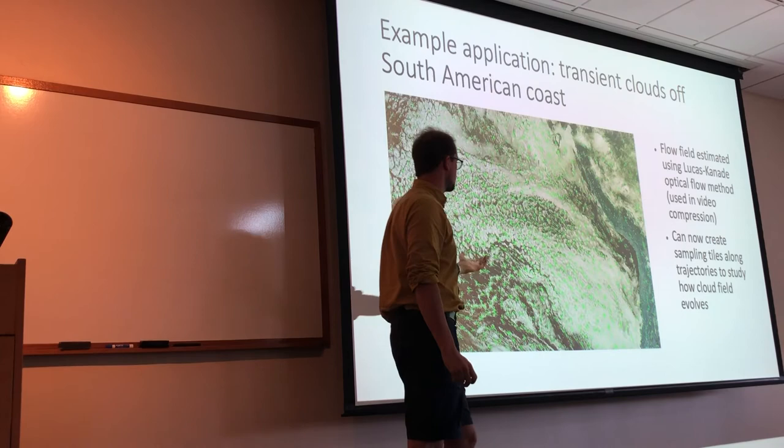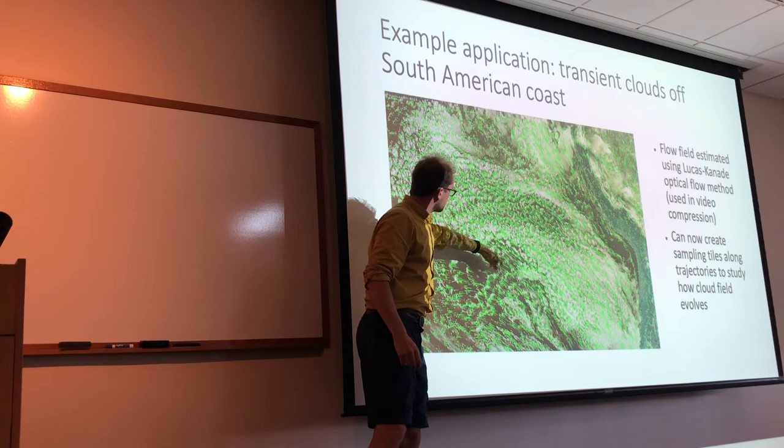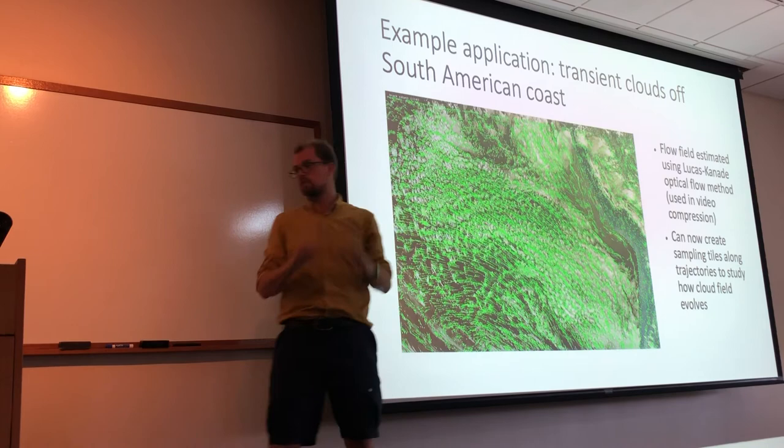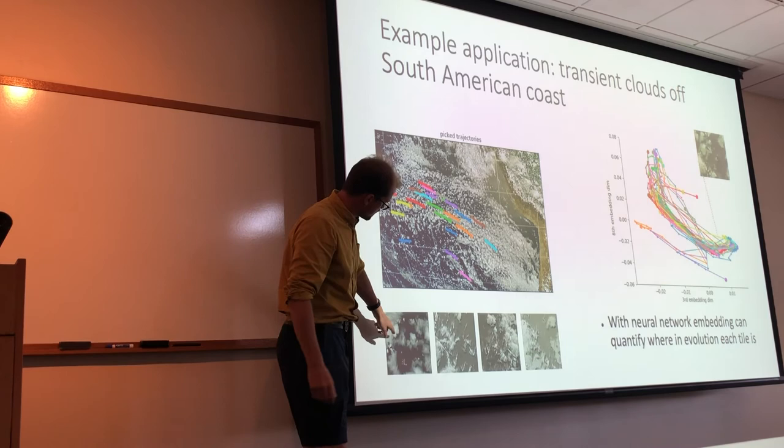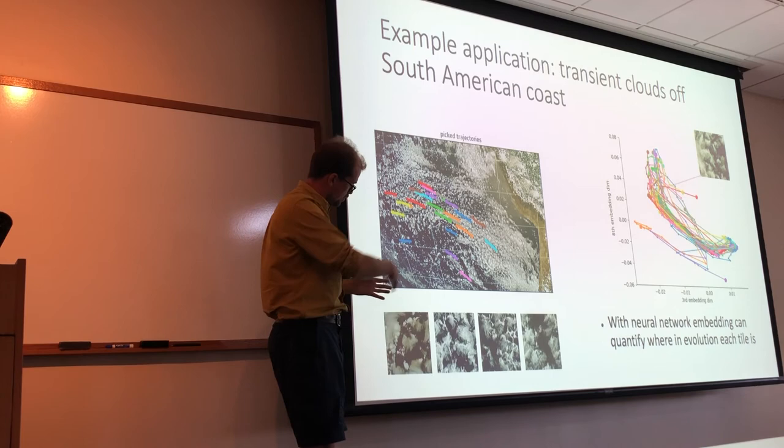And then what I did was I took a random set of these trajectories, and I extracted tiles along these trajectories as the clouds move. That's what you've got here at the bottom. You can see some of these. So now it's not just one tile, it's a sequence that all belong to the same trajectory. And it's quite cool.